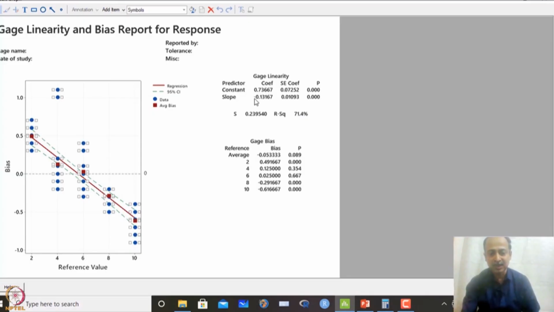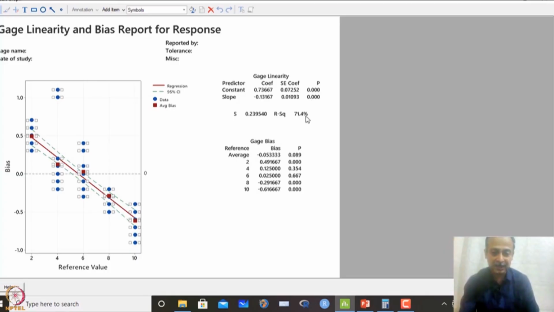The slope is given over here as minus 0.13167, and the slope is coming out to be significant. Hypothesis testing is done for the regression using the test statistic, and in this case the slope is significant. We do not want the slope to be significant in a linearity study. If it is, that means something is going wrong at different operating ranges, and the biases are drastically changing. So, this slope should be insignificant, then only is the instrument okay in linearity aspects.